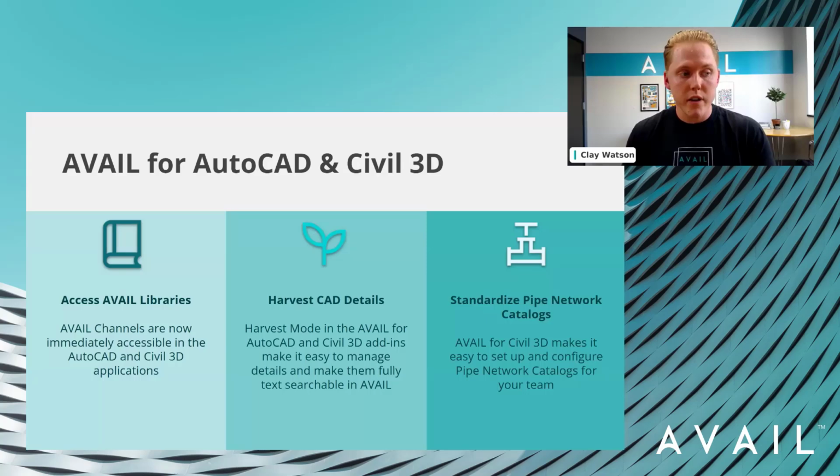And then for Civil 3D specifically, we've also added pipe network catalog support. It's a way that you can standardize and centralize your pipe network catalogs, which can be difficult to manage and centralize. It can be difficult to find those when you need them. And so I'm going to demo in a bit how easy it is to create and set those up in our new add-in interface, and you can quickly load those depending on how many you've got.